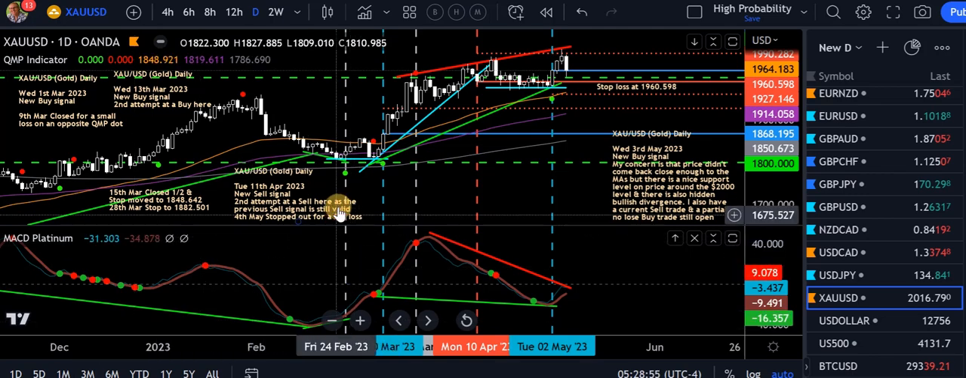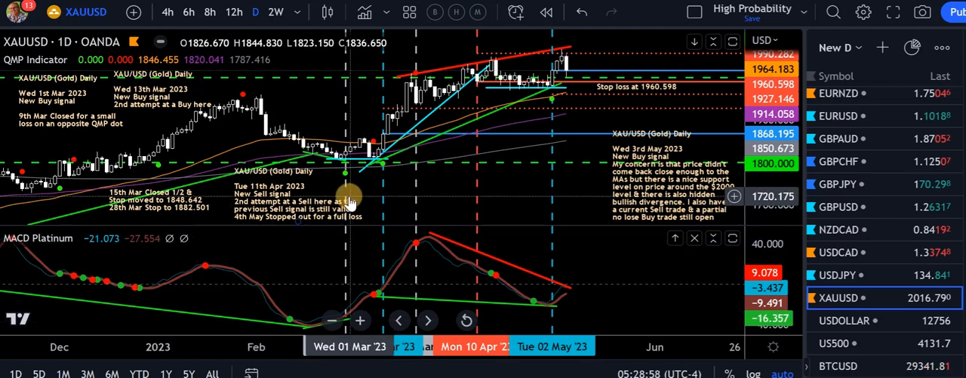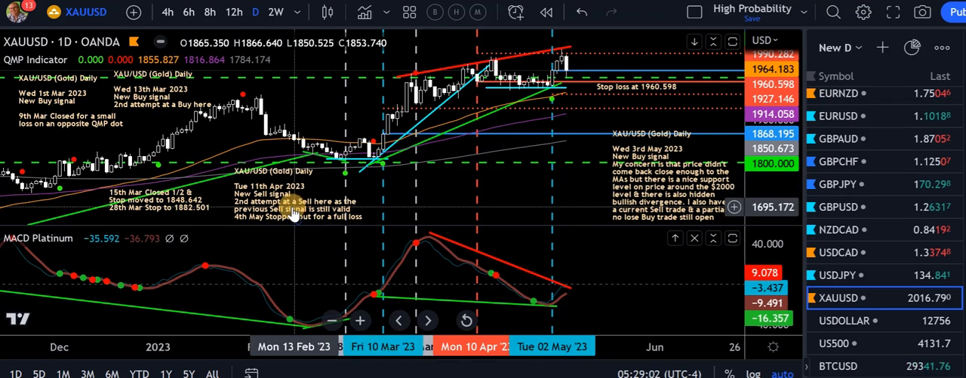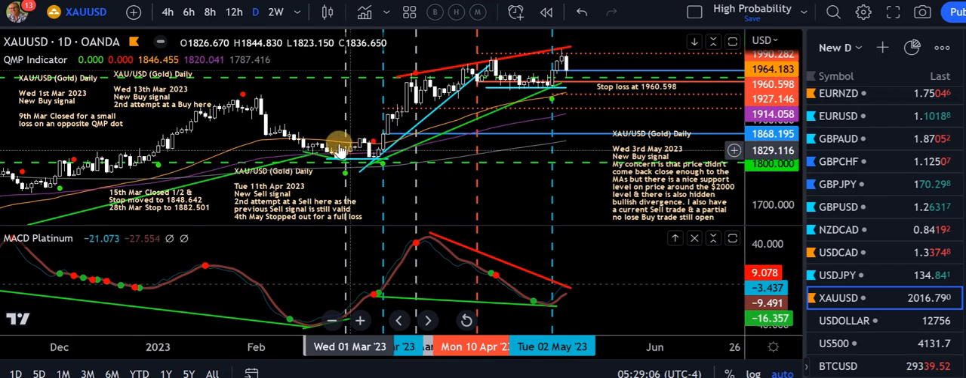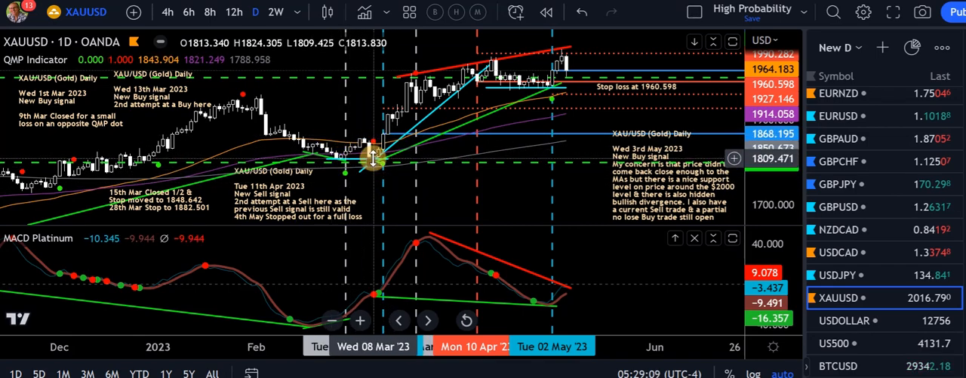All right. Now it's highlighted in orange. There's a reason for that. So we're in a buy. So let's go to the start here. We took a buy here initially on this grey vertical line, closed on opposite QMP full of dots. So we took a small loss here, no big deal.